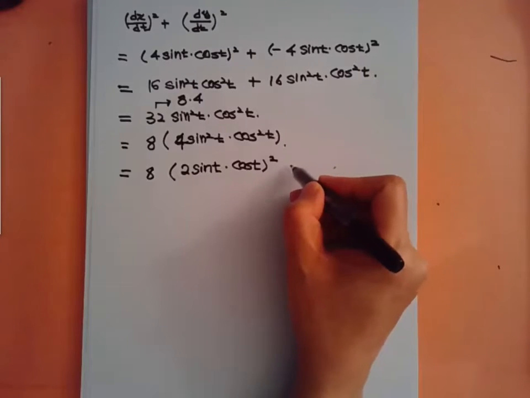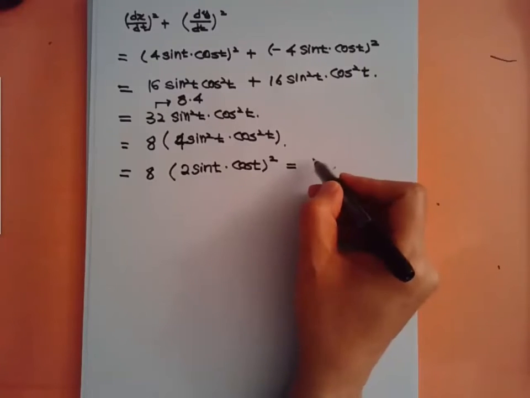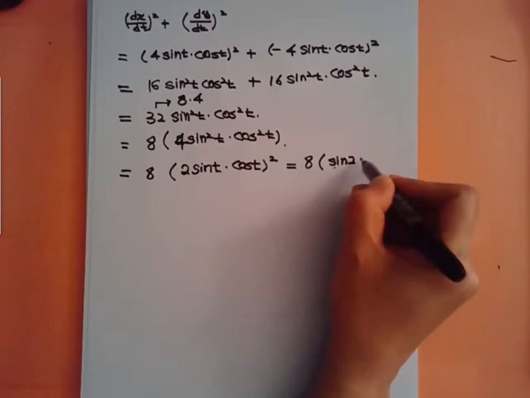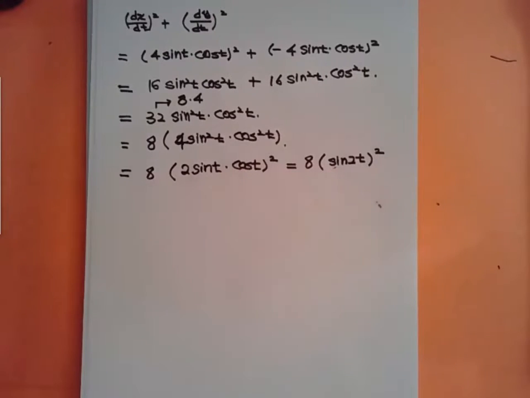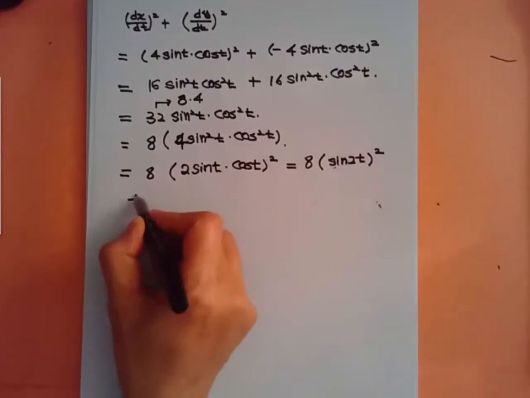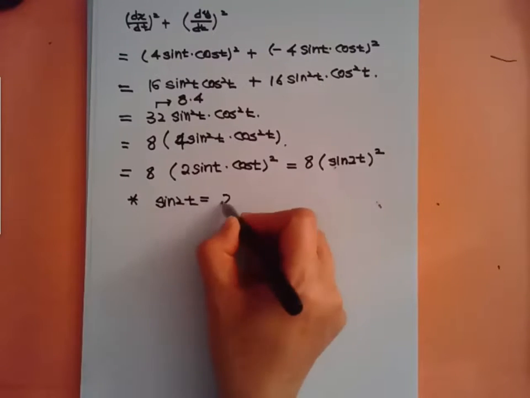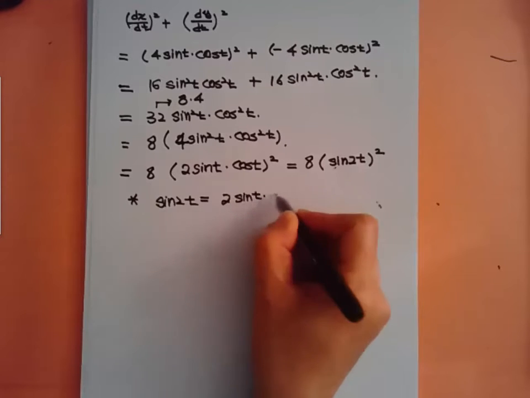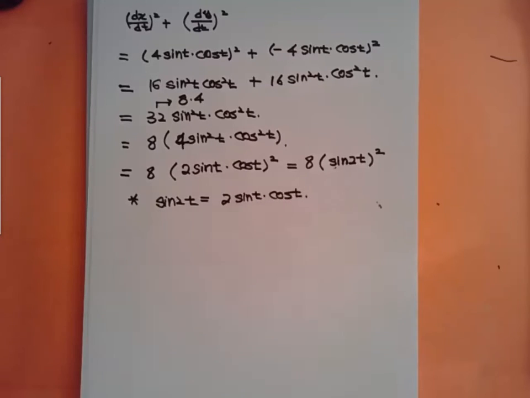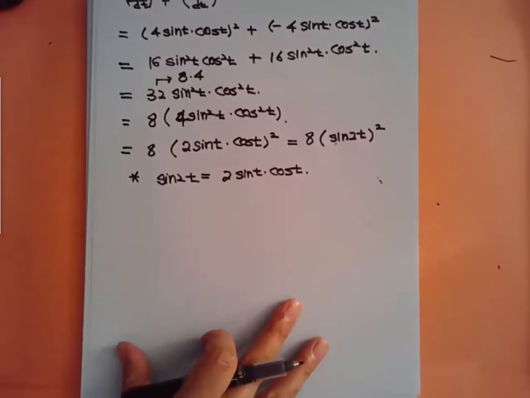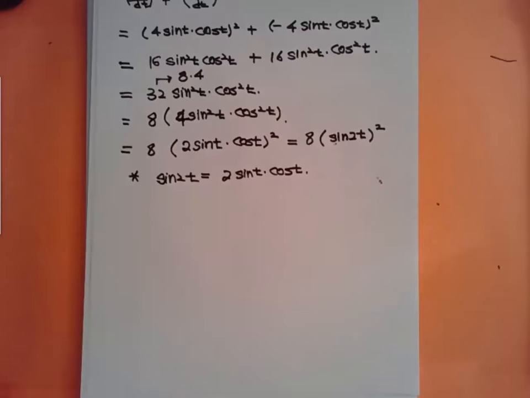And then we will use the double angle formula for sine. That is sine of 2t, squared. So the double angle formula for sine is sine of 2t equals 2 times sine t times cosine t. You have to remember this. Any questions so far?